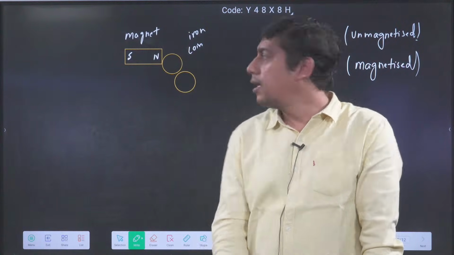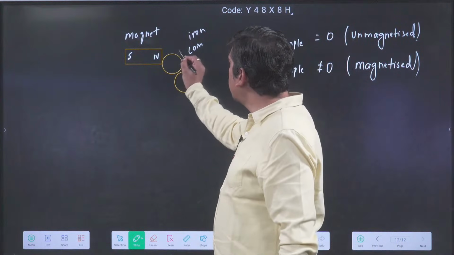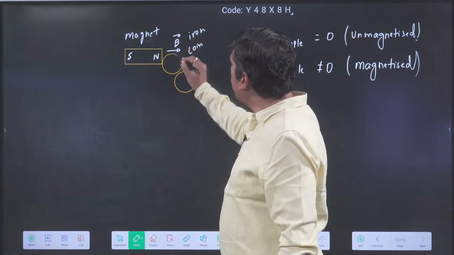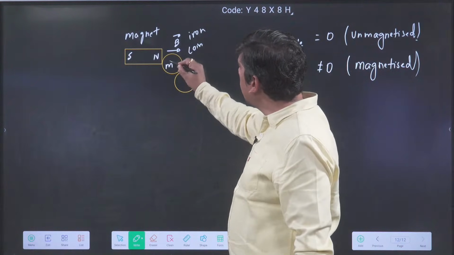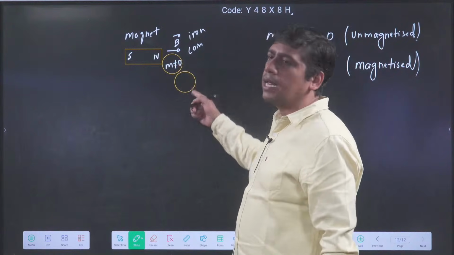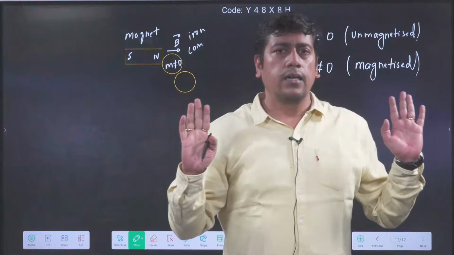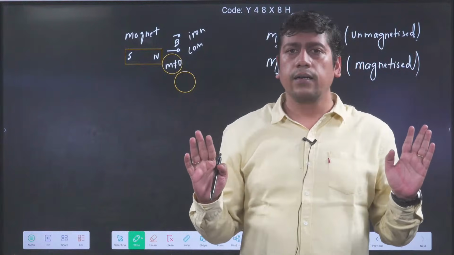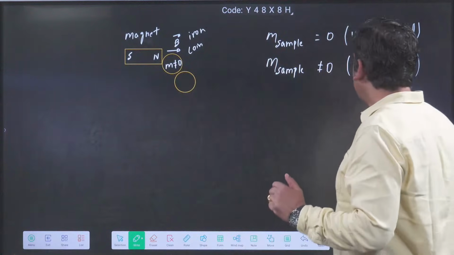This magnet will create a magnetic field, and due to this B vector, here now M sample will become non-zero. When M sample becomes non-zero, it is behaving like a magnet. Simple. I hope this point is clear.